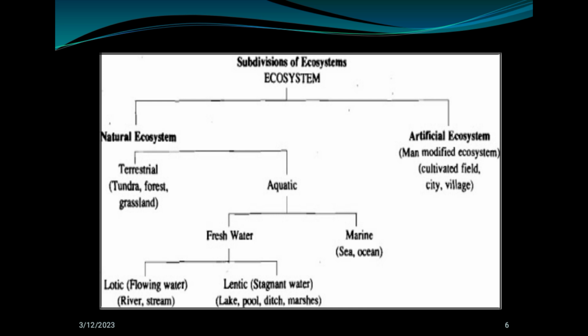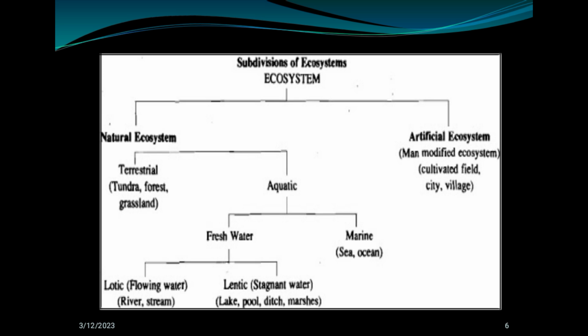Again, natural ecosystem is divided into two types, terrestrial and aquatic. Then aquatic are of two types, freshwater and marine water. Freshwater is lotic and lentic. Lotic means flowing water, for example, river and stream, and lentic means stagnant water, for example, lake, pool.